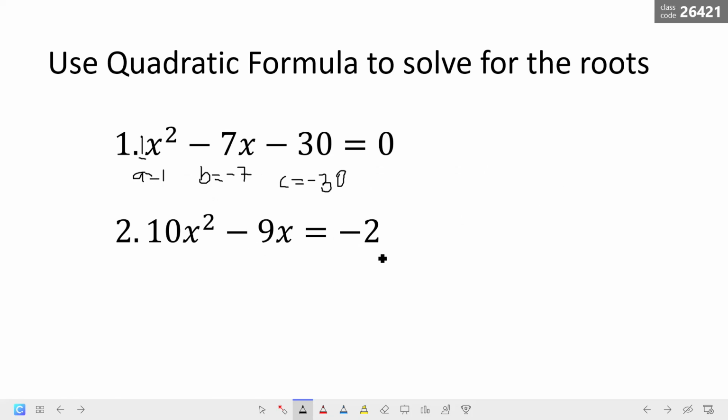How about here? O dito, hindi siya naka-standard form, so kailangan nyo munang mag-add ng additive inverse para maging 0 dito. And then, after that, you determine the values of a, b, c, and substitute to the given formula.